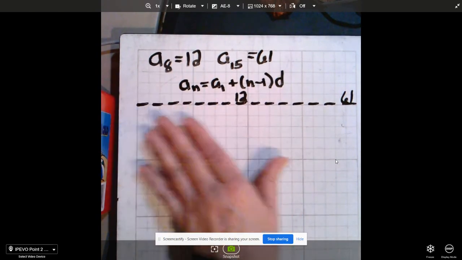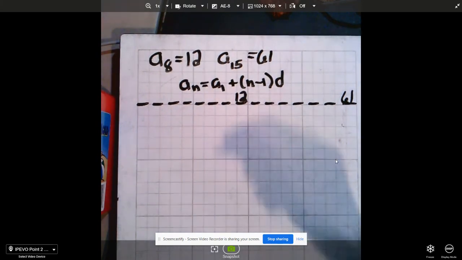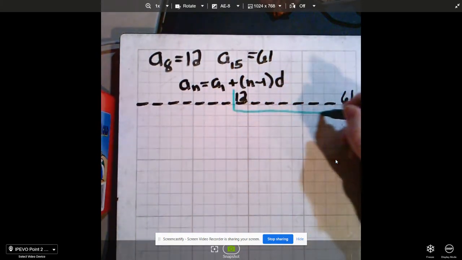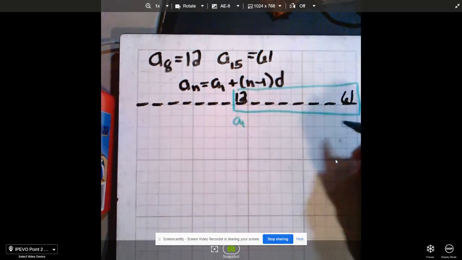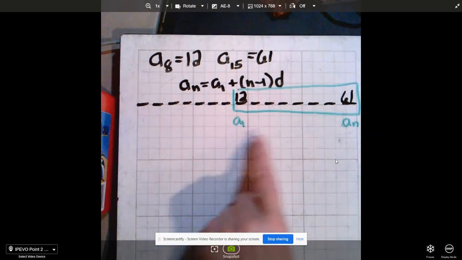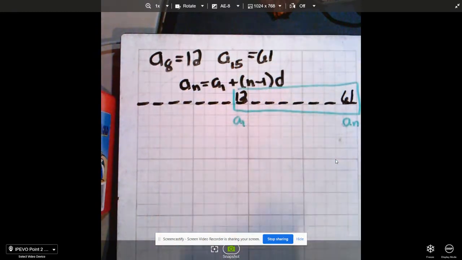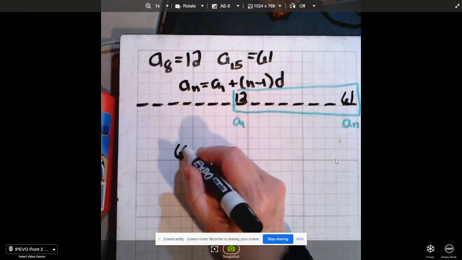Now, just because they had given you the sequence like this, that doesn't mean that you can't chop this up and think about the sequence any way you want. So I can say, well, let me consider this as my sequence, in which case this would be my A1 and this would be my AN. So if I think about it that way, I can actually plug those values into this equation and solve for D. So my AN is 61.